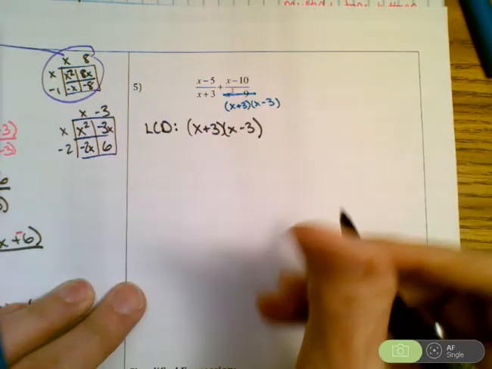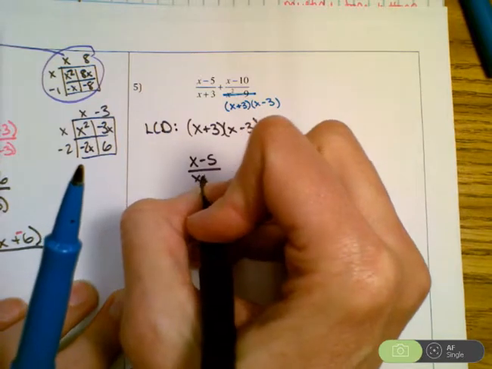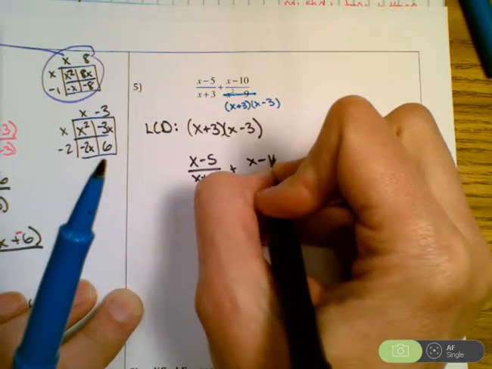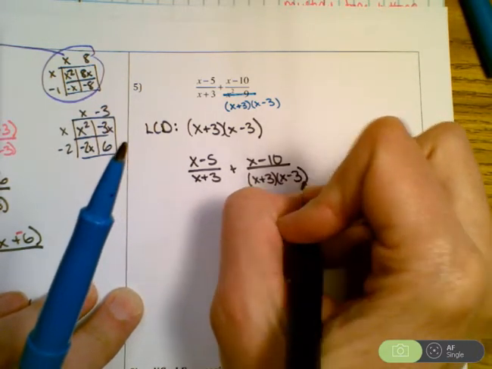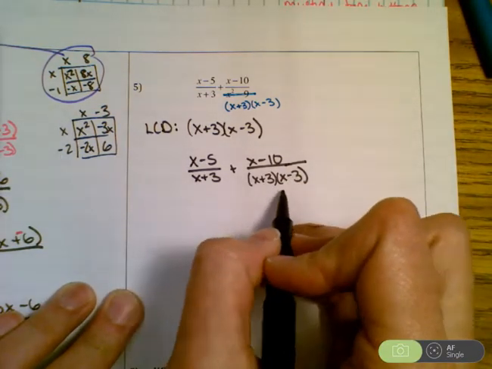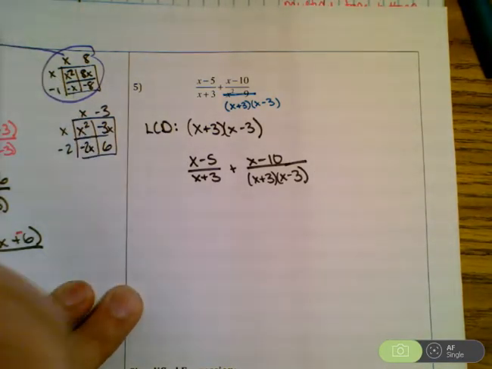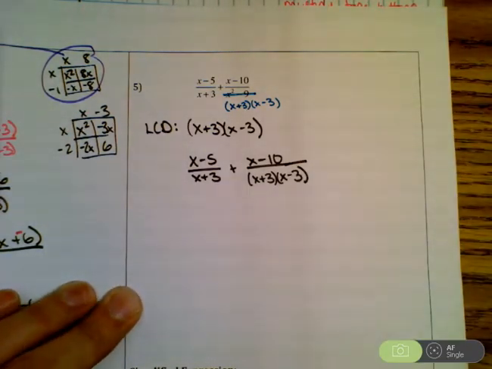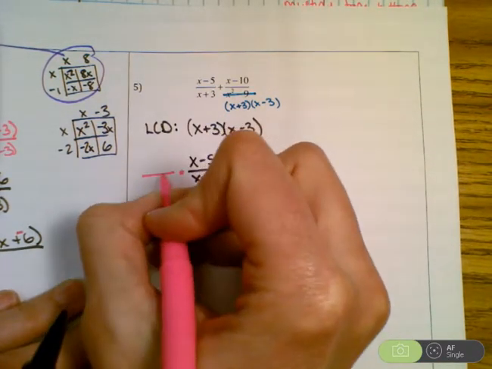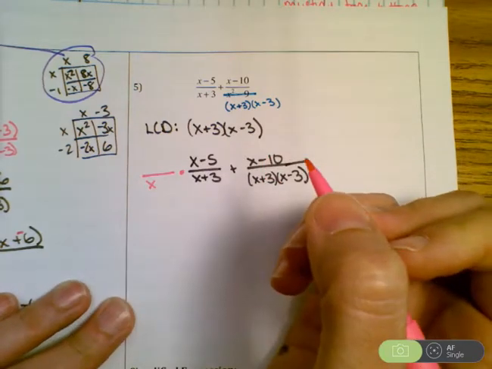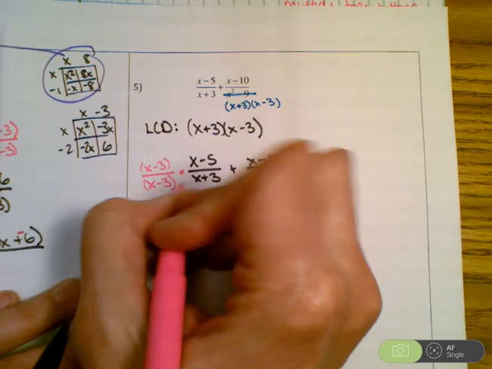So now, let me do some rewriting. So I have x minus 5 over x plus 3 plus x minus 10 over x plus 3 times x minus 3. Well, that's nice. This one already has my least common denominator. Don't need to multiply by anything extra there. Get that blue pen out of the way, sorry. I do need to multiply this one because I have an x plus 3, but I'm missing an x minus 3. There we go.